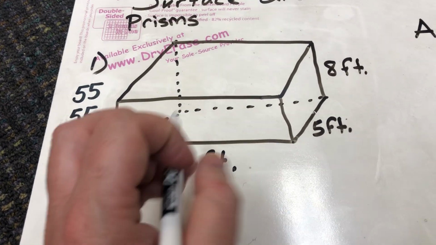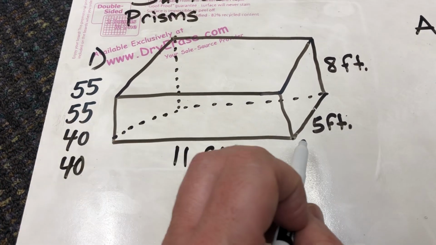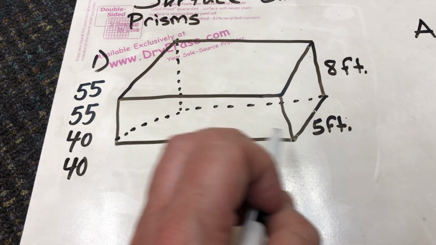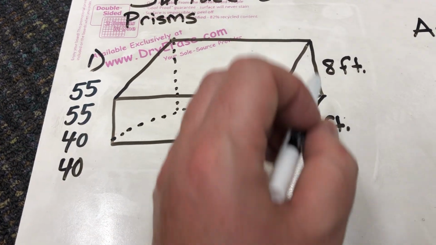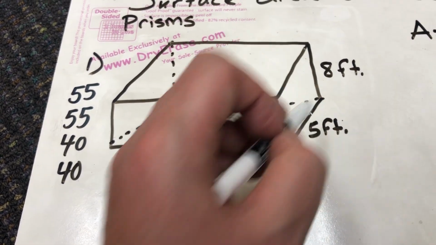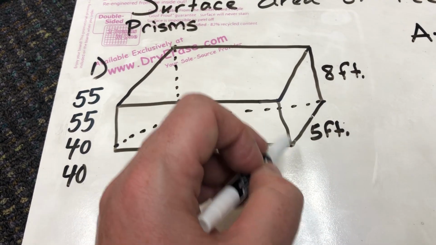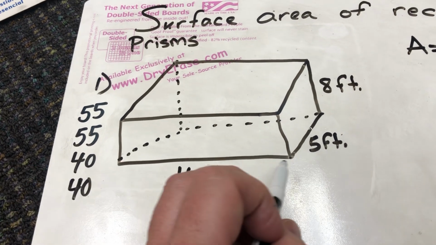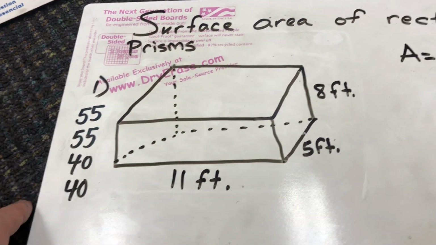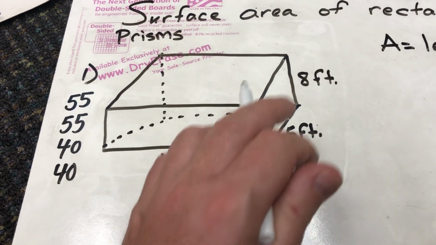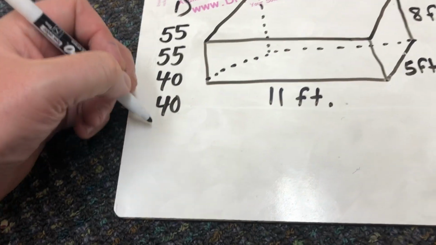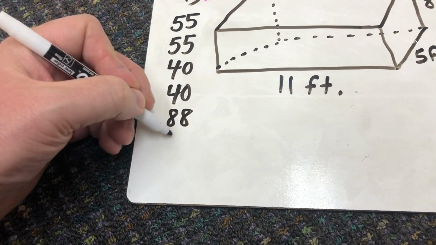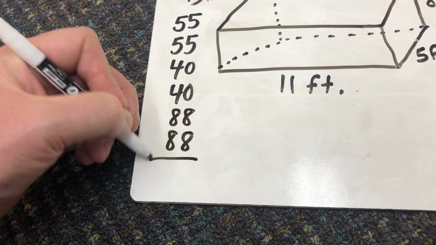When I look at the front and the back, I look at this shape here. Well, this is 11. There's no measurement here, but I can see from here that if this is 8 and this is a rectangle, then this also has to be 8. So this is 11 times 8, which is 88. So if the front is 88, the back also has to be 88. So I come over here and I put two 88s.